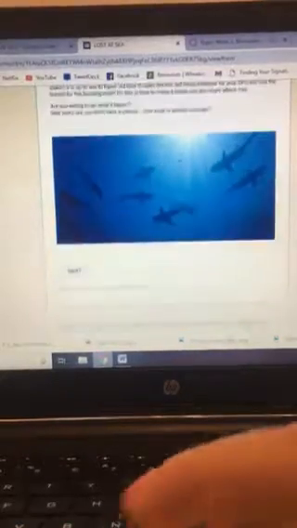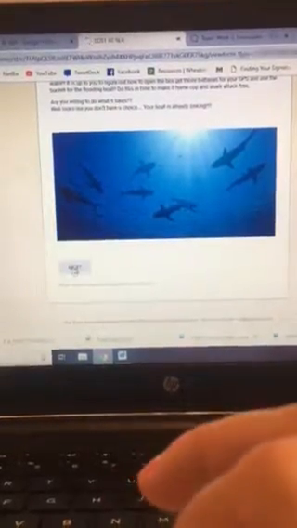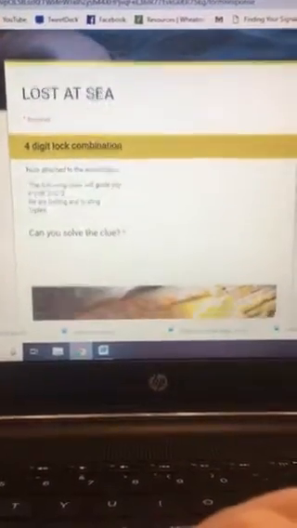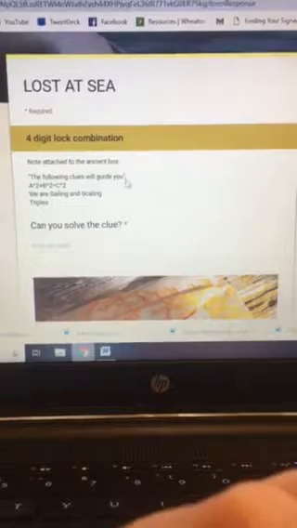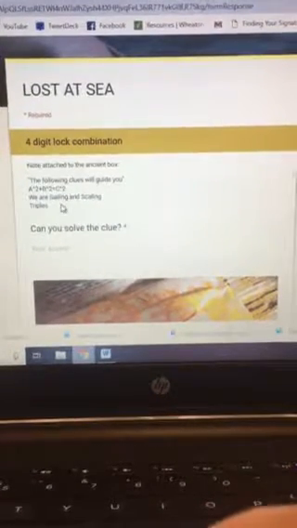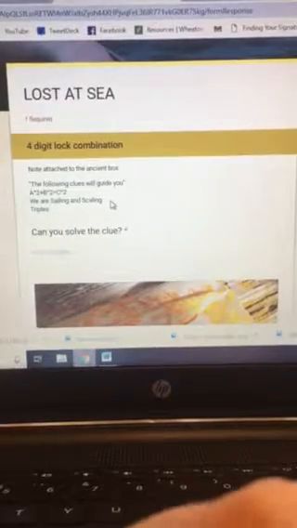So then they're going to click down and they're going to go to next. And then they get to the first clue. So this is a four-digit lock combination. And then they have this riddle. So the following clues will guide you. A squared plus B squared equals C squared. We are sailing and scaling. And the last part is triples.